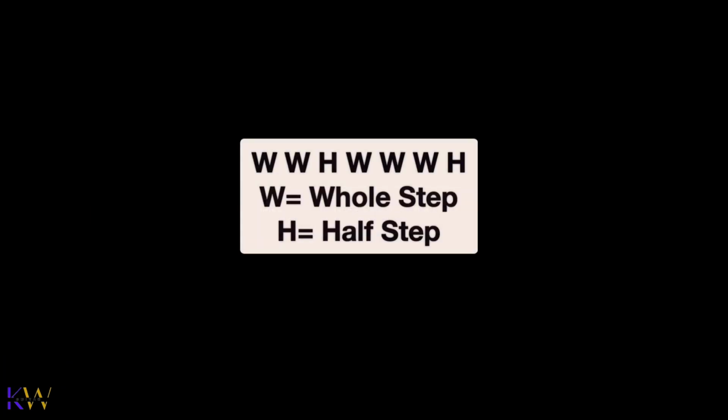The formula for the major scale is whole step, whole step, half step, whole step, half step. Again, whole step, whole step, half step, whole step, half step. You see, the W stands for whole step and H stands for half step. Okay, let's take a look at a demonstration of this. Here we go.